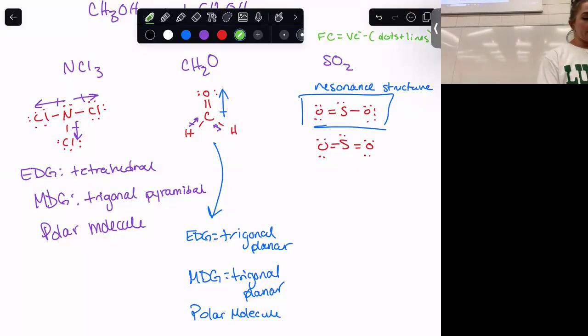Alrighty, and then the last thing we have is SO2. No matter what structure you look at, what is our electron domain geometry? This one is trigonal planar. Right, it starts off with 3 electron domains. We have 1, 2, 3.